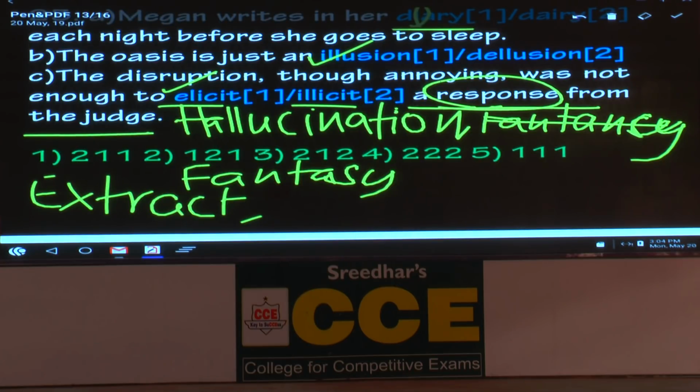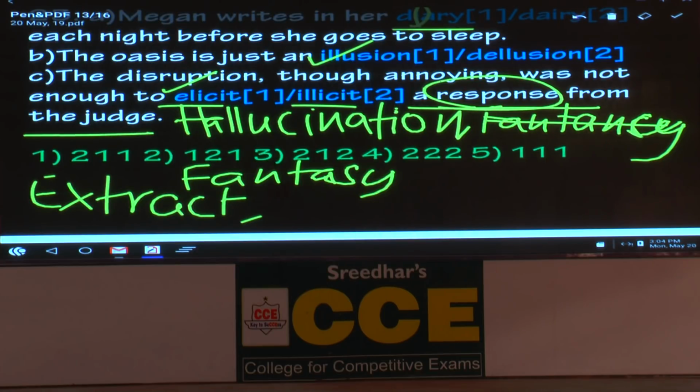I am not able to elicit a response from the students. Do you understand? Right or wrong? Sometimes, not all the time. Now write the meaning of the word illicit. Illicit means illegal. Exactly. Illegal. Not legal. And write one combination, illicit child.